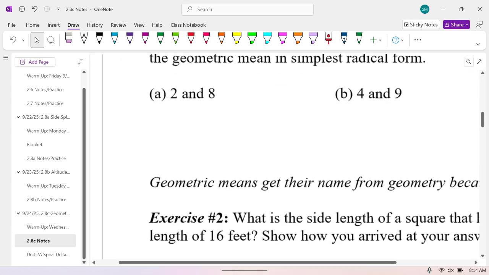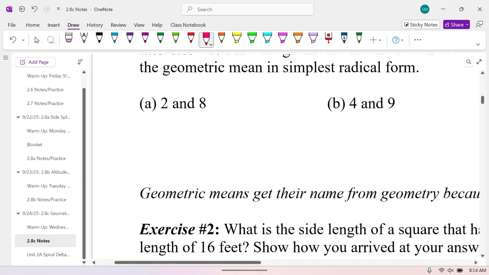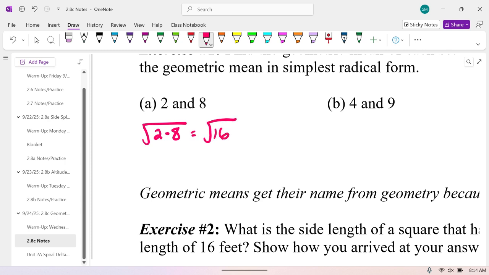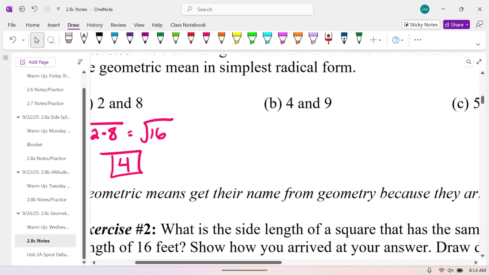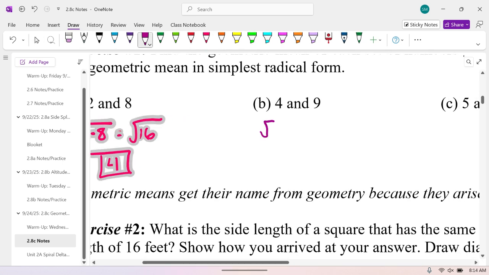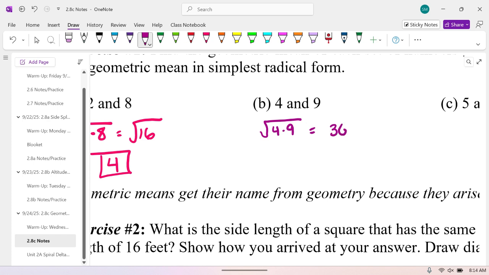So let's look at letter A. If I want to take the geometric mean, all I'm going to do is 2 times 8 and then take the square root. So what's 2 times 8? 16. What's the square root of 16? 4. So our geometric mean is 4. What about the next one? Take the square root of 4 times 9. What's 4 times 9? 36. Square root of 36? 6.